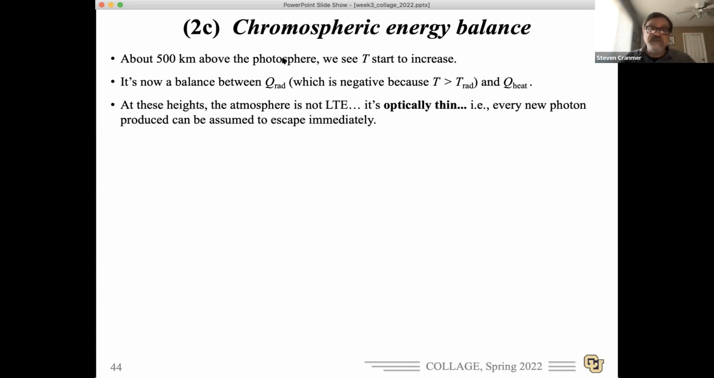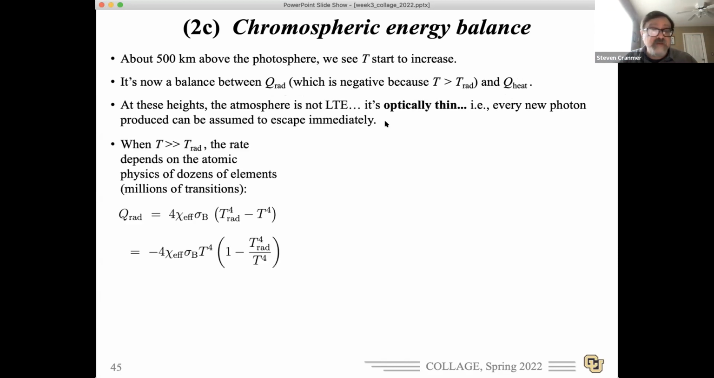Of course, the reason that the radiation is such a big deal is that when you look at the chromosphere, you see extra emission in the UV and in the optical. All this loss of photons is actually acting to cool the gas down. So you can even go to a more extreme case.